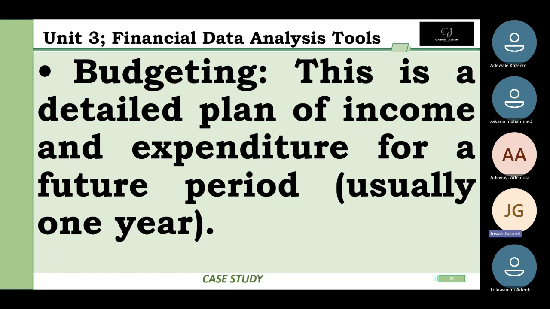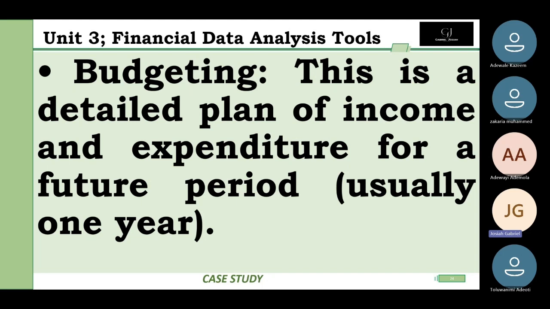All right, we'll look at the next one, which is budgeting. These are two different tools in financial data analysis. Budgeting is a detailed plan of income and expenditure for a future period, usually just 1 year. So forecasting could be short term, 1 year, then long term, 5 years.